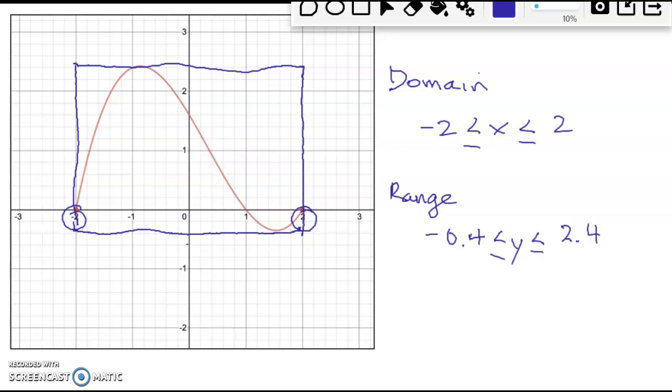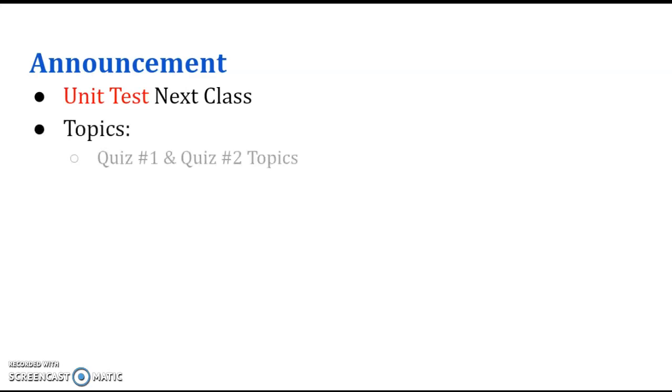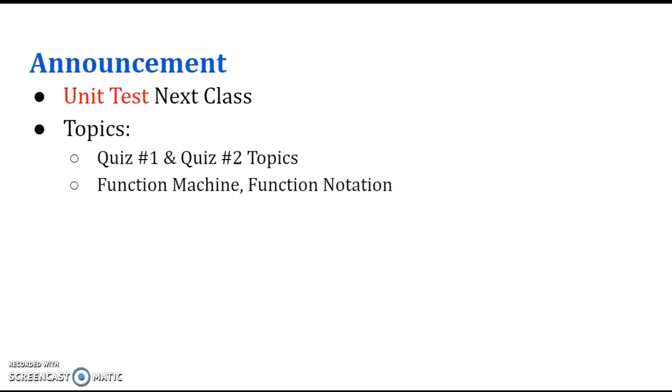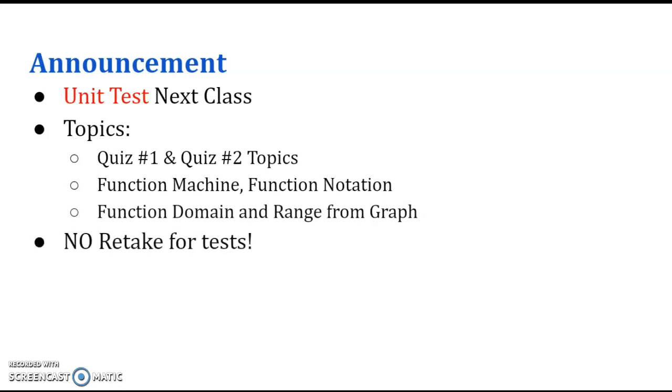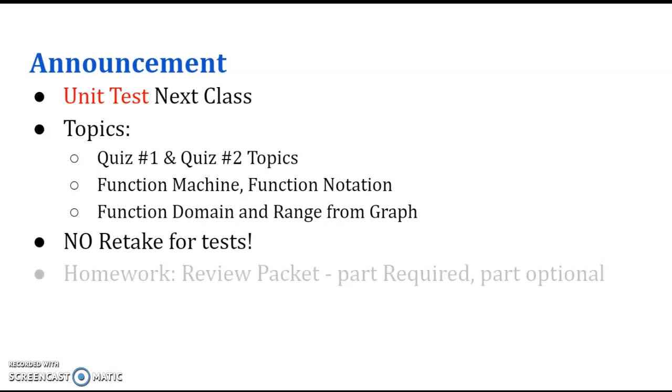Okay, let's give some announcements. So again, there will be your unit test next class, and the topics are on the quiz 1 and 2 material topics: the function machine, function notation, the function domain and range from graph. And something you should realize is that there are no retakes for tests. That means you need to prepare accordingly. This is it. And for homework, you are going to do a review packet.